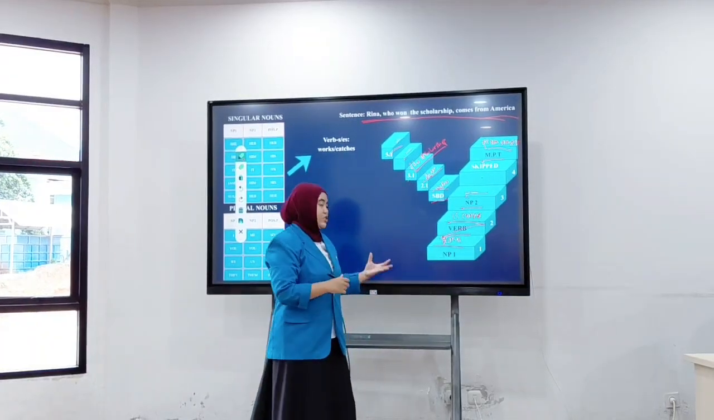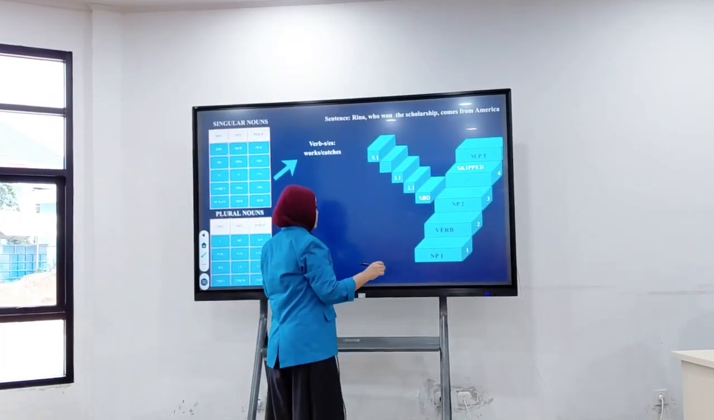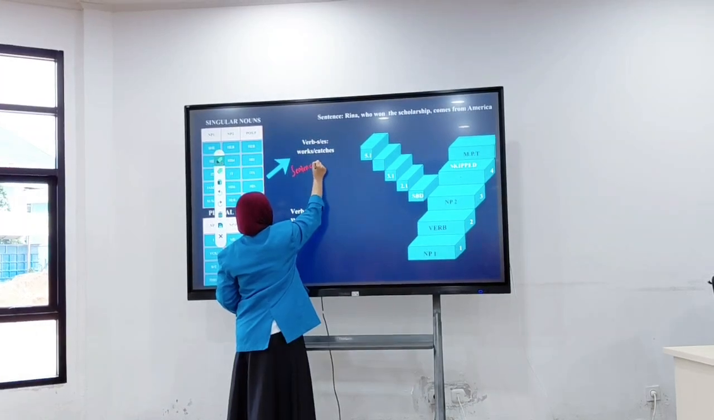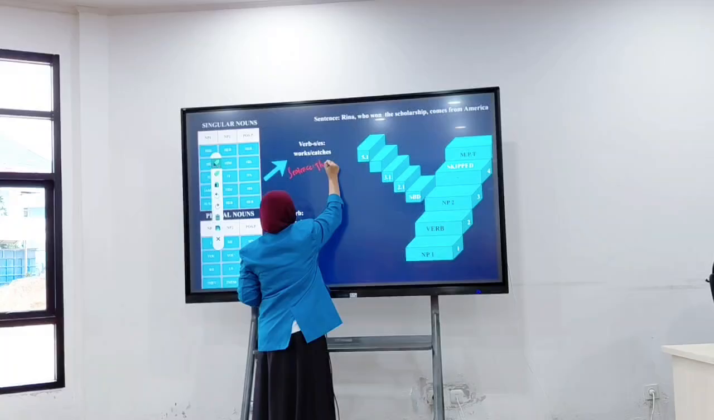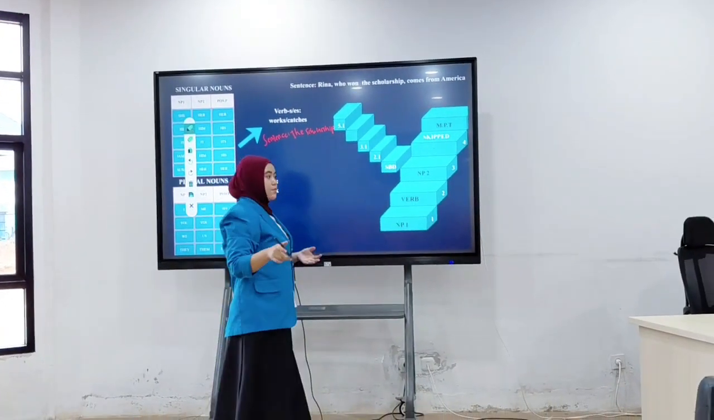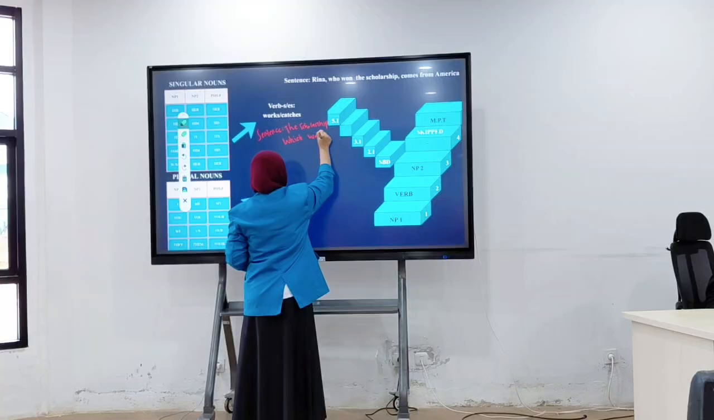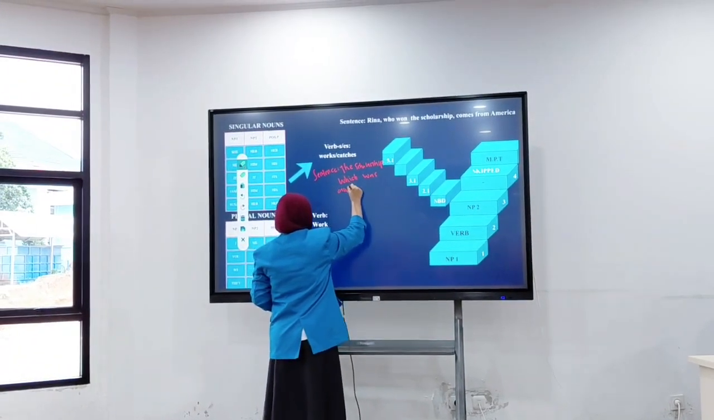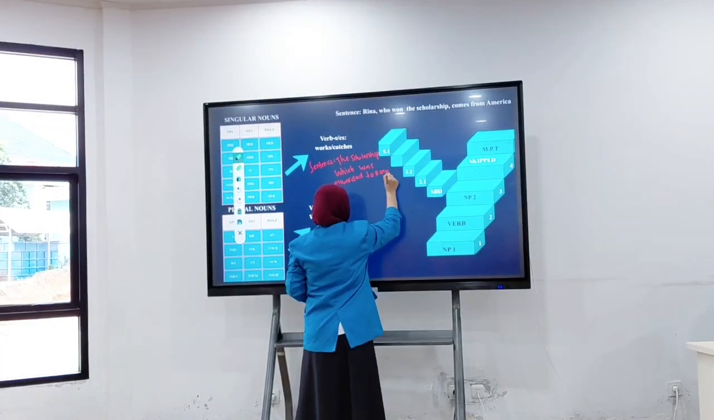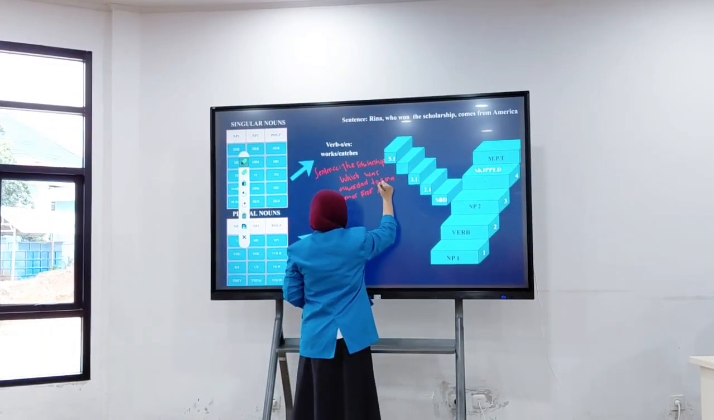Next, the structure with which, and the example sentence is: the scholarship, which was awarded to Rina, comes from America.